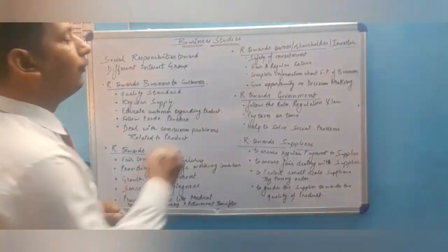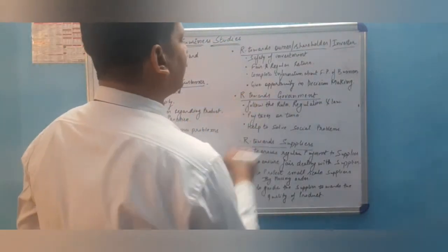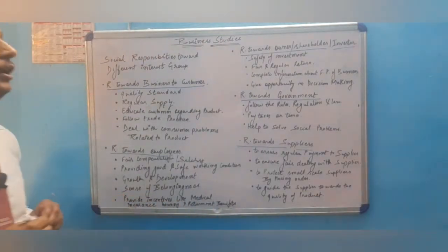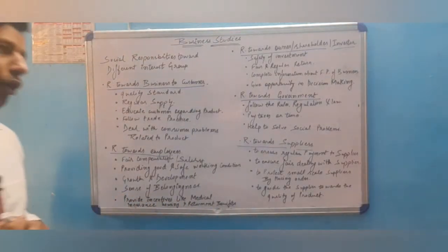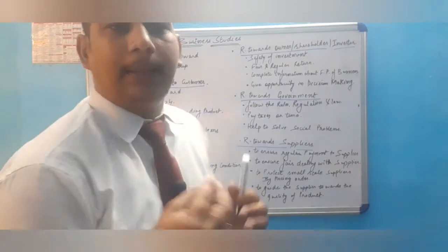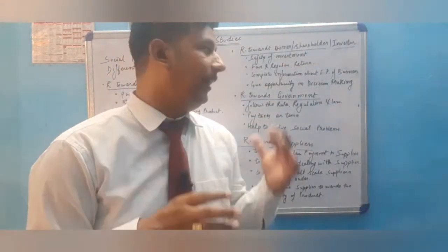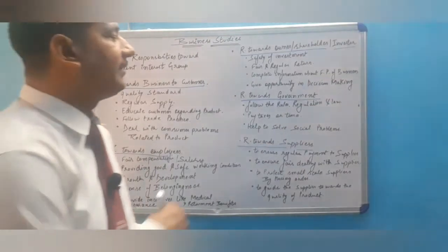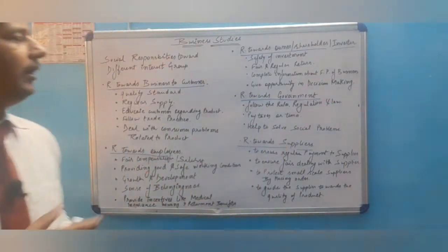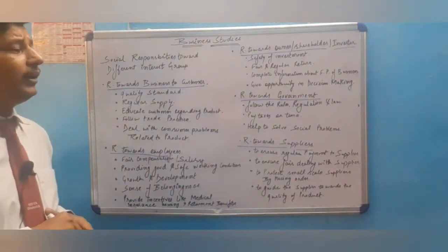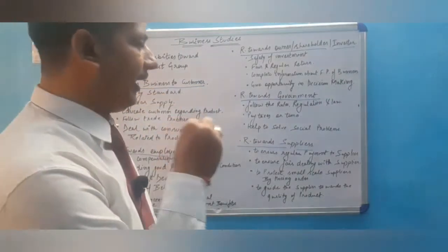Now we will move to the next one, that is responsibilities towards government. Follow the rules, regulations and laws made by the government. The business should follow the rules and regulations that were made by the government. Pay taxes and duties on time. Next one is the business should pay taxes on time.